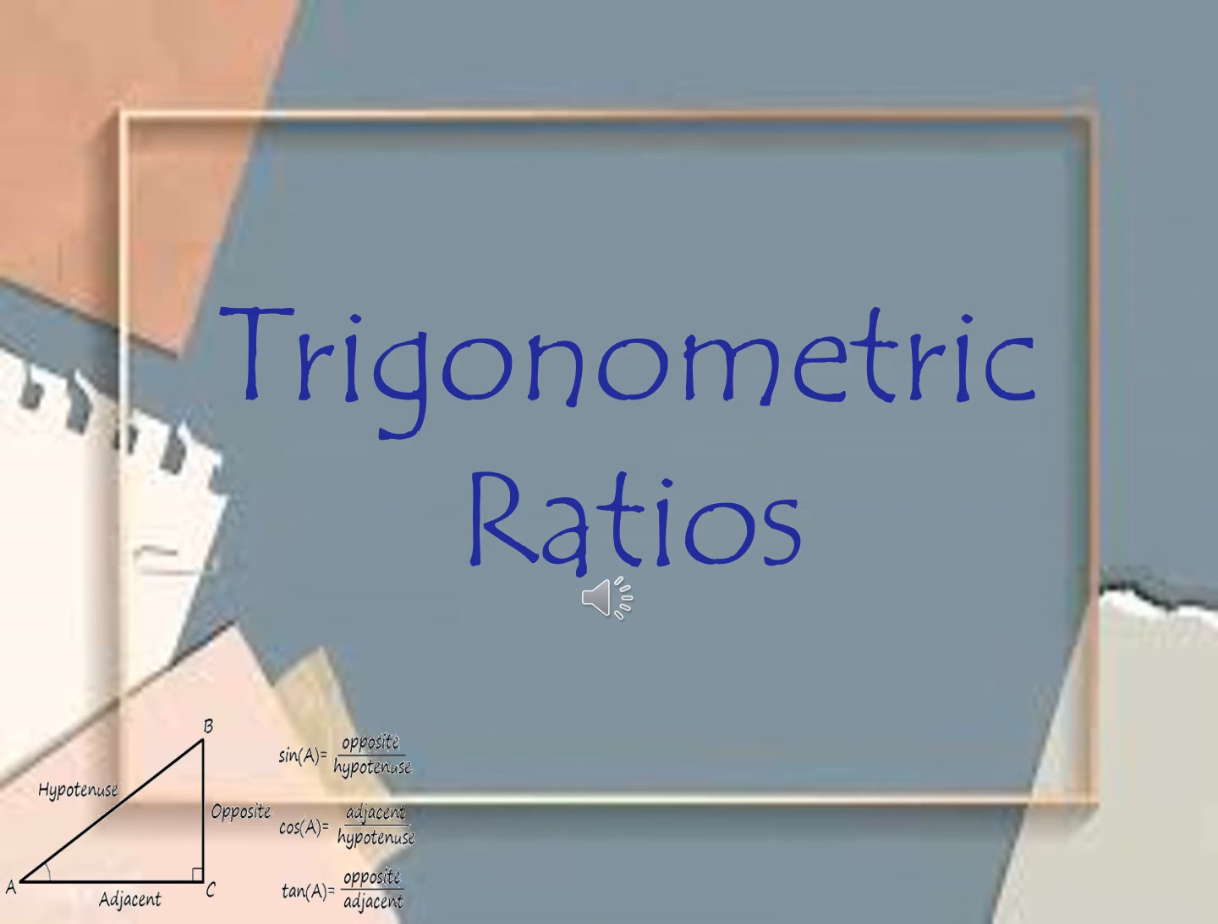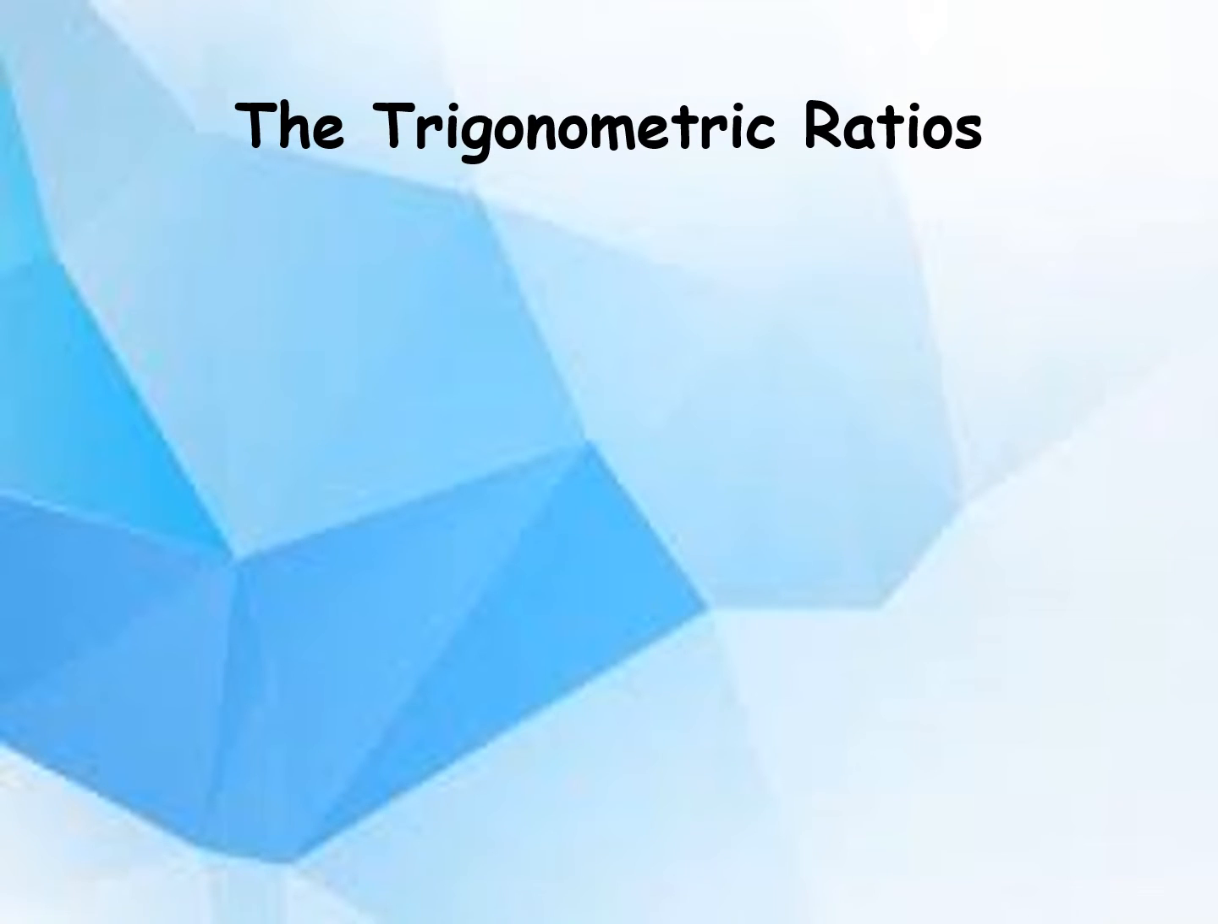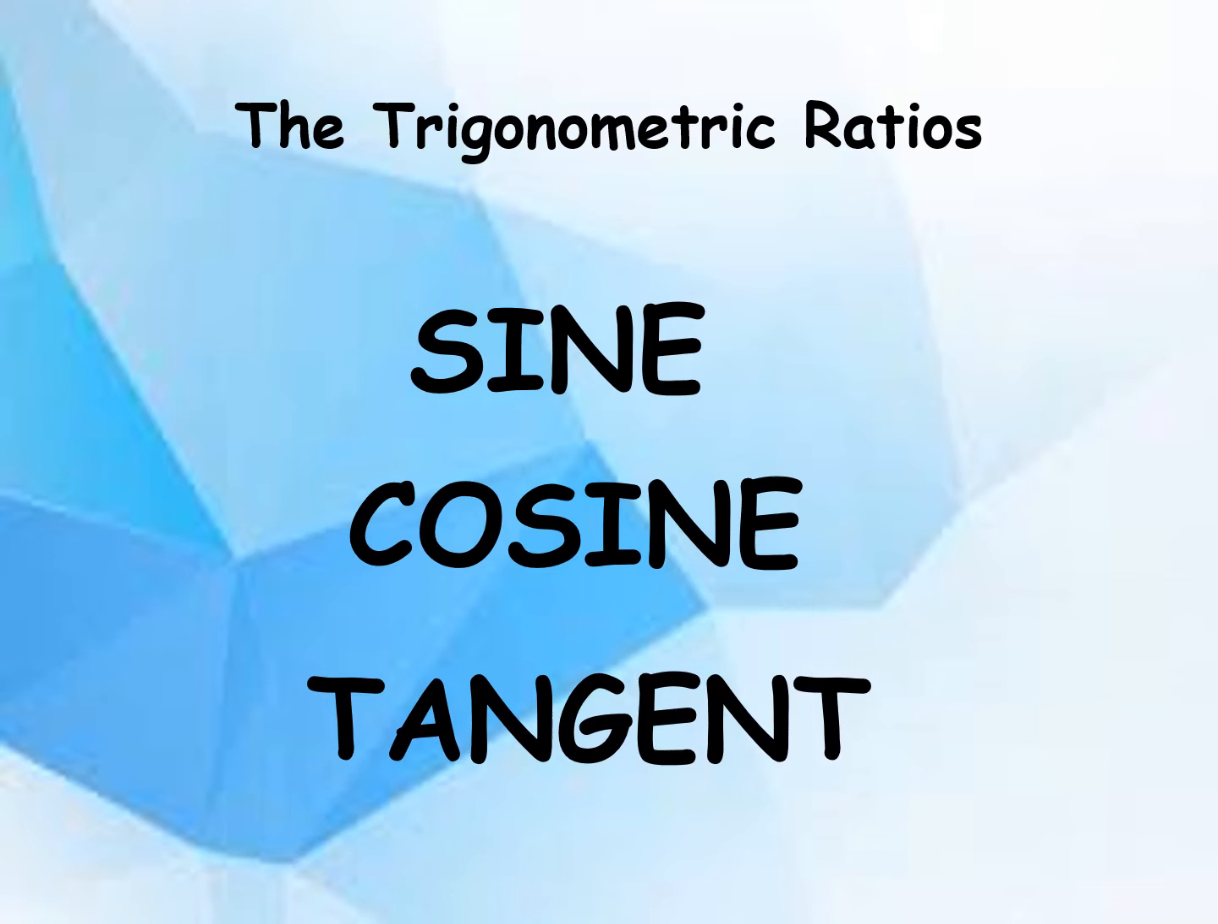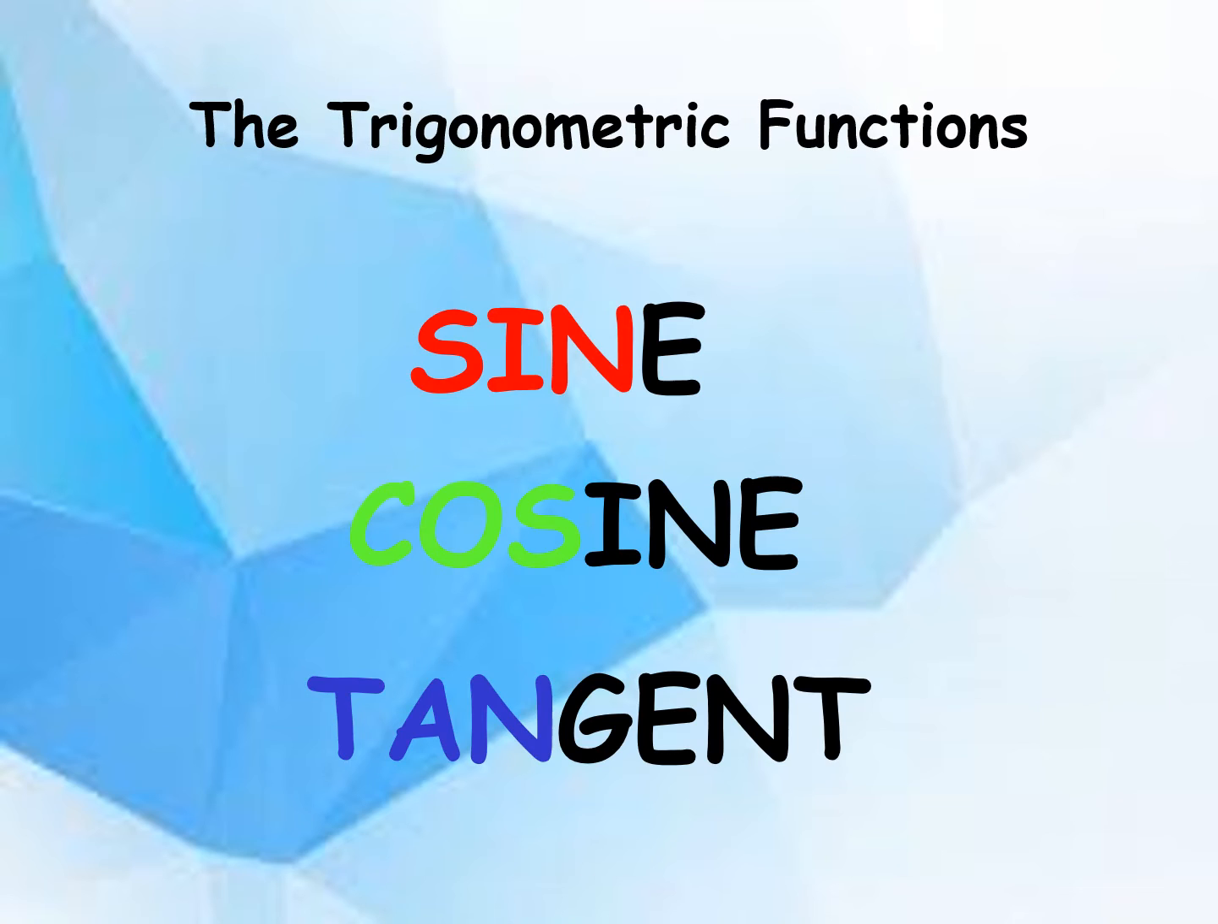Hello everyone, in today's topic we are going to talk about trigonometric ratios. So the trigonometric ratios include sine, cosine, and tangent. Sometimes we can call them trigonometric functions. So we have three: the sine, cosine, and tangent.